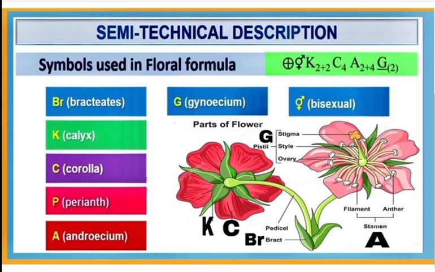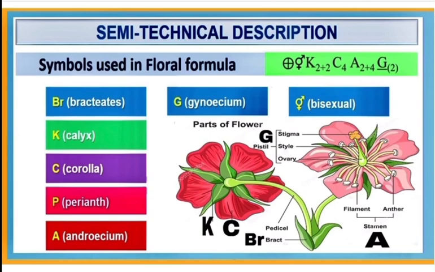Next come to K. K is used for calyx of the flower or sepals of the flower. C is used for corolla or colored petals of the flower. Then come to P. P is used for perianth. Perianth is formed when calyx and corolla are fused together, and it is also called tepal. A is used for androecium or stamens, which are the male parts of the flower. Next, G. G is used for gynoecium, the female part of the flower. It is also called pistil.